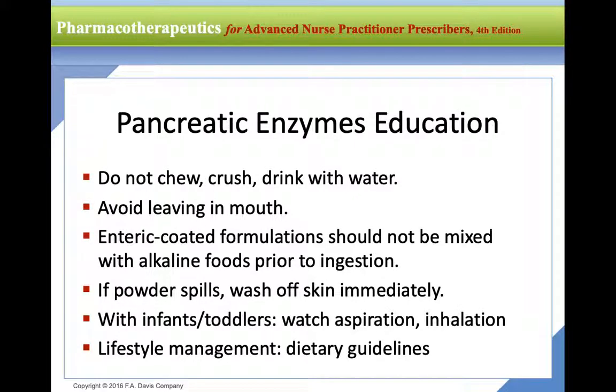So education with it: do not chew or crush, and drink with water. Avoid leaving them in your mouth. And if the powder spills, you want to wash it off your skin immediately.